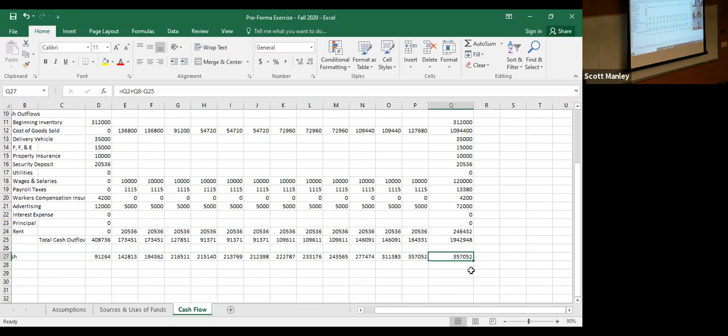Your ending cash in your total column has to, by definition, equal your ending cash for the month of December, right? Because our ending cash for the total column is really our cash for the entire year, and December is simply the most recent month in the end of the year. If those two numbers are not the same, you've got a problem, okay?